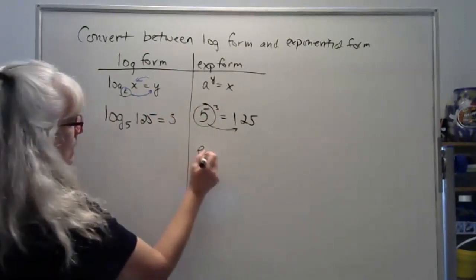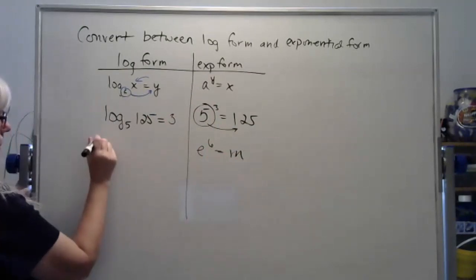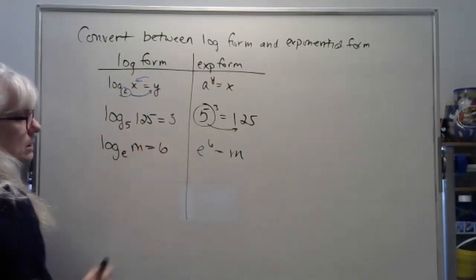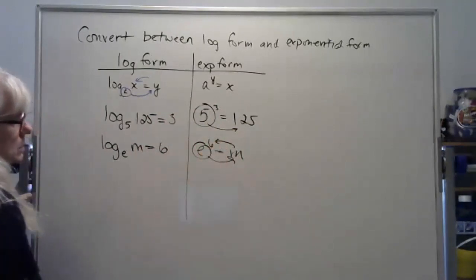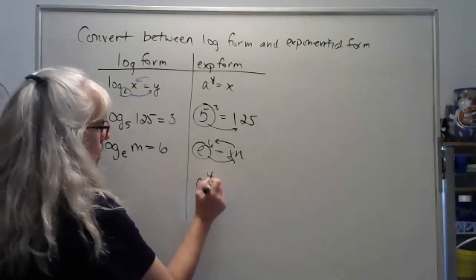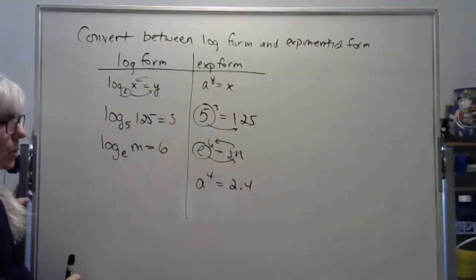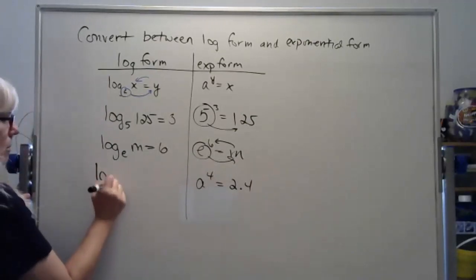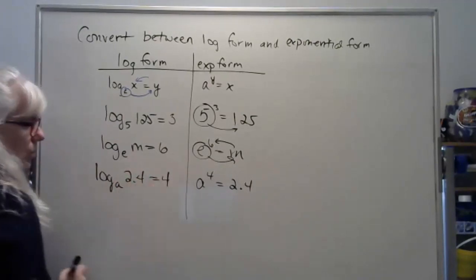So what if we have e to the 6 is equal to m? I can rewrite that as log base e of m is equal to 6. So again, start with the base, go across the equal sign, and set it equal to the exponent. Okay, one more and we'll call it good. Let's do a to the 4th is equal to 2.4. Notice that that's in a form that you could solve, but we're going to rewrite that as log base a of 2.4 is equal to 4.